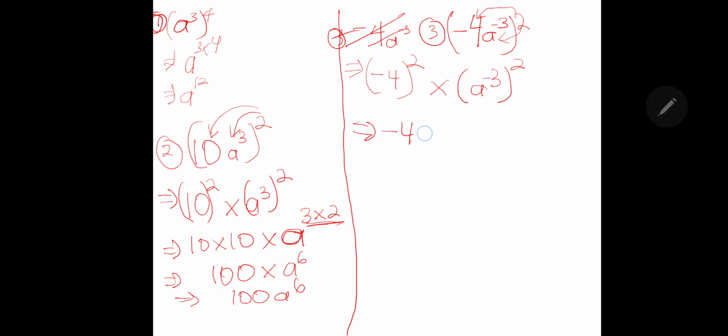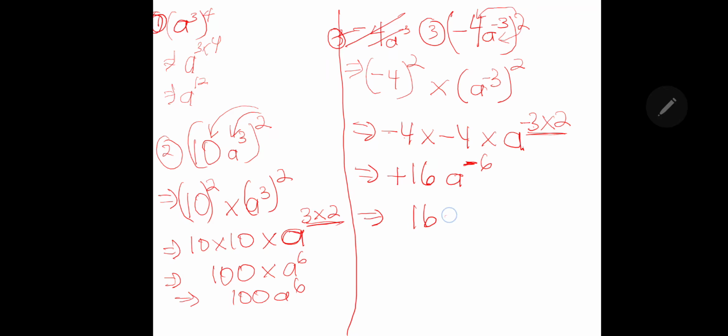So what is negative 4 squared? You can write it as negative 4 times negative 4. Now when you come here, raise a power to a power, you multiply their index. So what do you have? Negative times negative, you know you have positive. 4 times 4 is 16. Negative times negative 3 is... you know you have to write your a down. Negative 3 times 2 is negative 6. So you have positive 16a to the power negative 6. As simple as that.